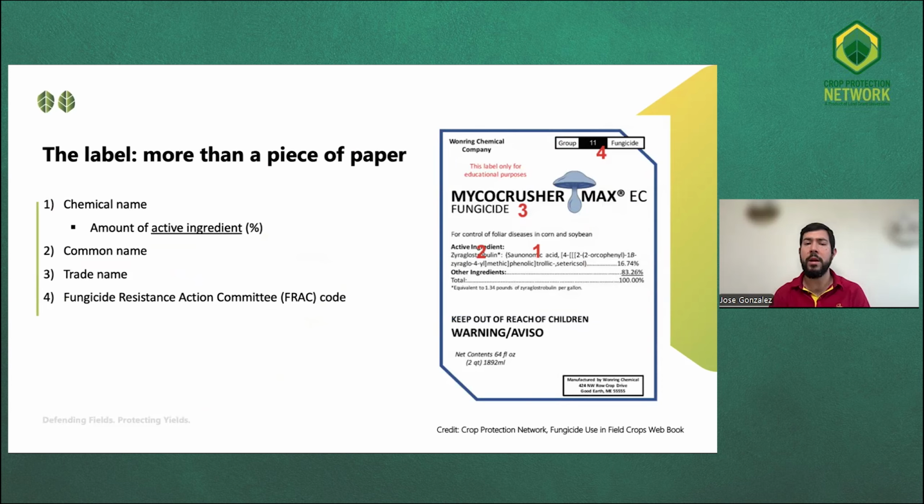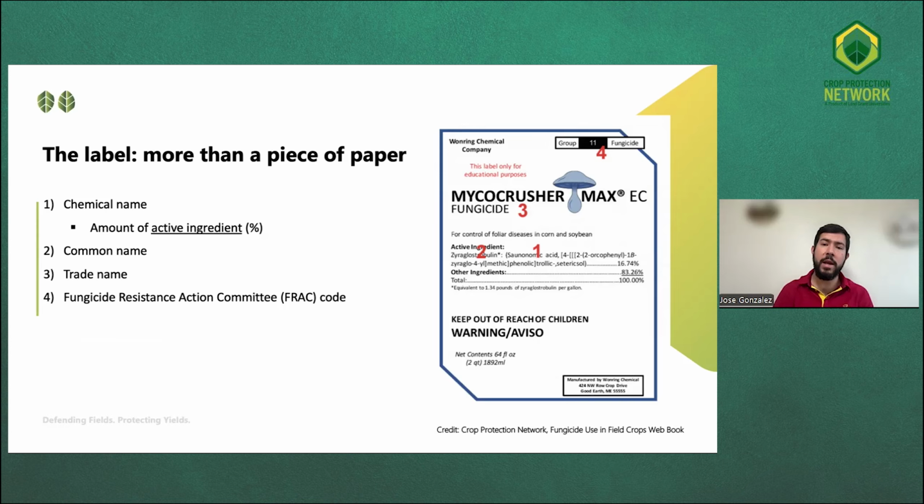With the number 1, I'm showing the chemical name. This is the name of the product that the fungicide that you have has. It will show you the name and the concentration of the active ingredient. This is a very important part to look at, especially because there are several products that could have the same active ingredient, but if they're different products or different brands, they could have different concentrations.